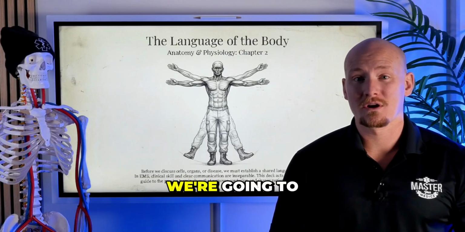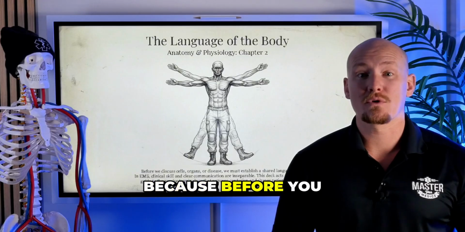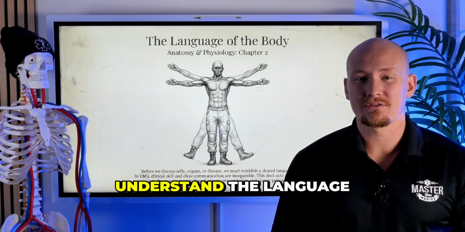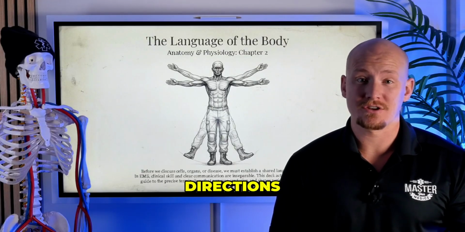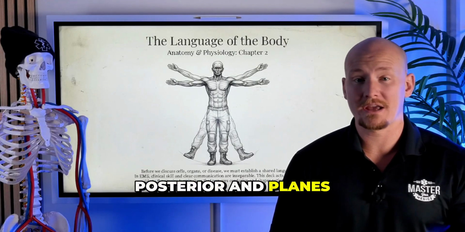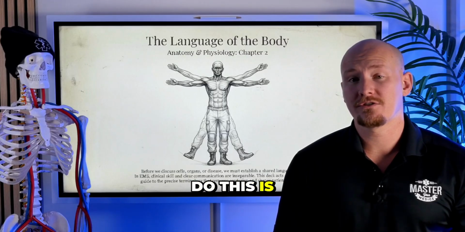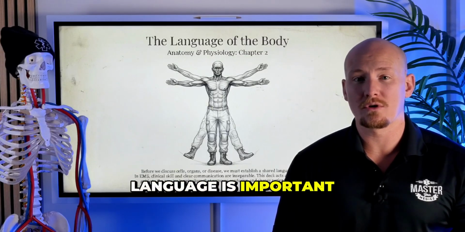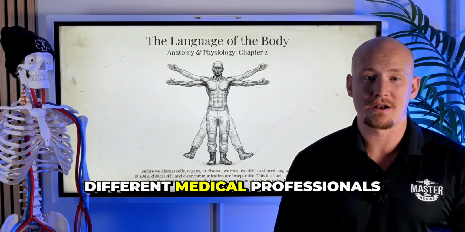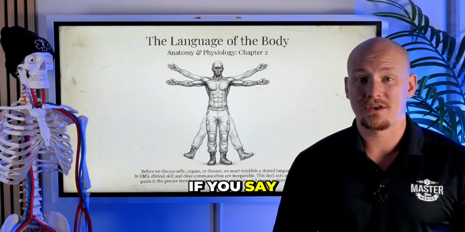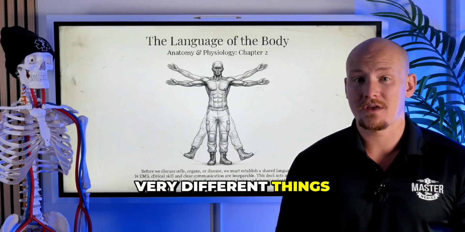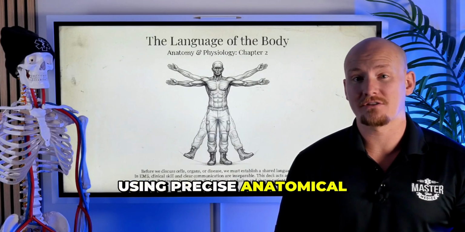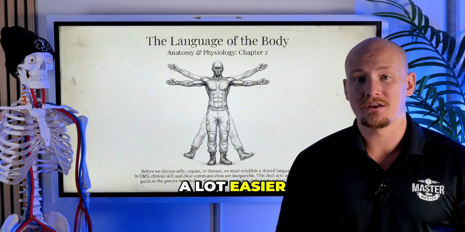In this chapter, we're going to learn about the language of the body, because before you can understand the body, you need to be able to understand the language behind it. Today we're going to talk about anatomical terms and directions like anterior and posterior and planes of the body. The reason that we need to do this is because precise language is important when we're handing over patients to different medical professionals. So for example, if you say something like below the ribs or to the side, that can mean very different things. Where if you're using precise anatomical language, it makes it a lot easier to do your assessments.